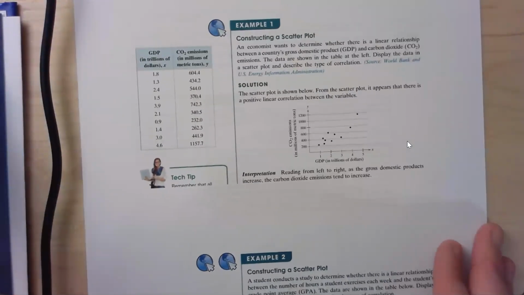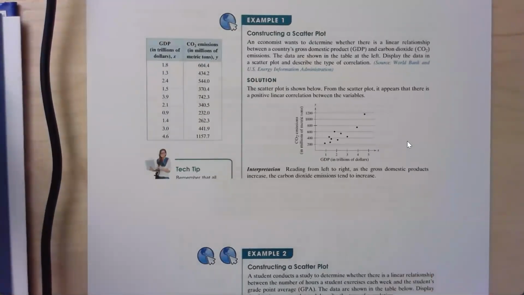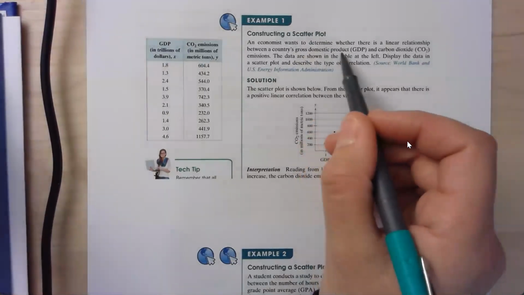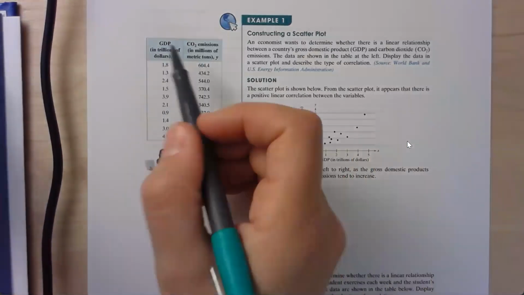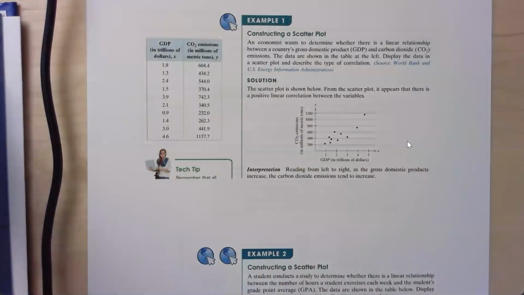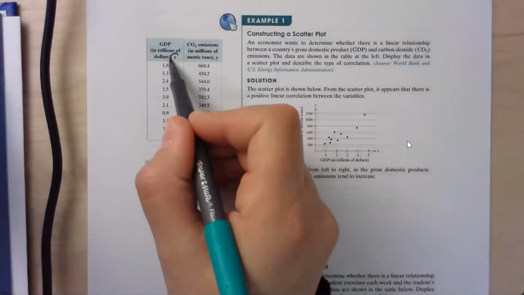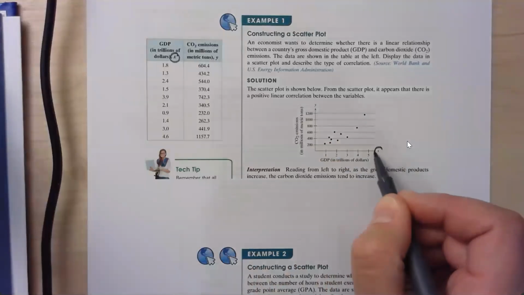All right, so the first couple examples are just on constructing a scatter plot. So in this example here, an economist wants to determine whether there is a linear relationship between a country's gross domestic product and carbon dioxide emissions. The data are shown in the table on the left, and we're going to display that data in a scatter plot. So one thing you want to remember from scatter plots is your x value or your independent variable is going to go on the horizontal axis.